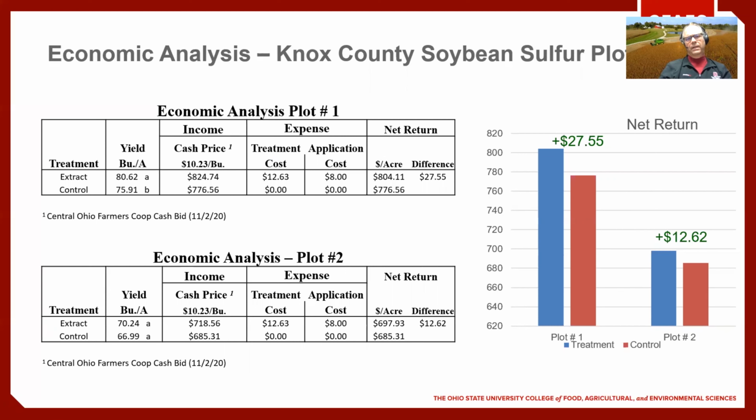The thing that stands out to me in these plots this year, if you look at the numbers, we had expenses of just a little over $20 per acre. This year's cash price was about $10 per bushel. So, rough math there is if you were going to break even with this treatment this year, you had to have about a 2 bushel yield increase to be able to break even.